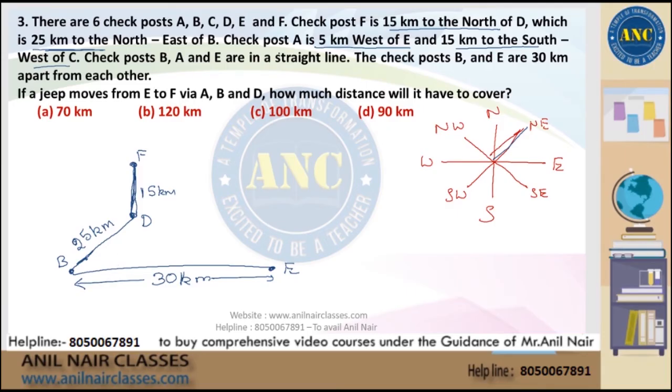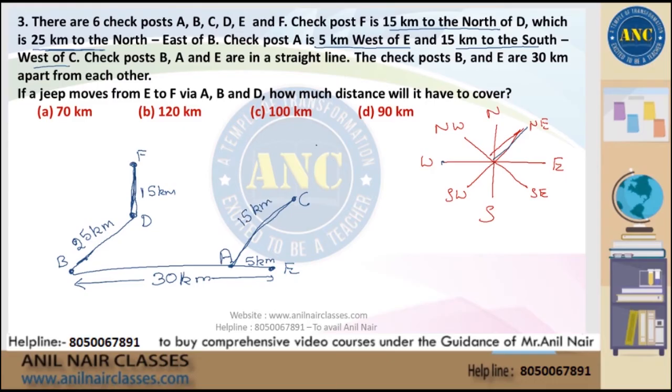Now, let us go back to this. Check post A is 5 km to the west of E. So, west of E is this side. So, check post A is 5 km to the west of E. So, A is here. Okay. Now, and southwest of C. Which is southwest? Southwest is this. So, it is 15 km to the southwest of C. So, check post C can be considered this way. Check post C is here, 15 km.